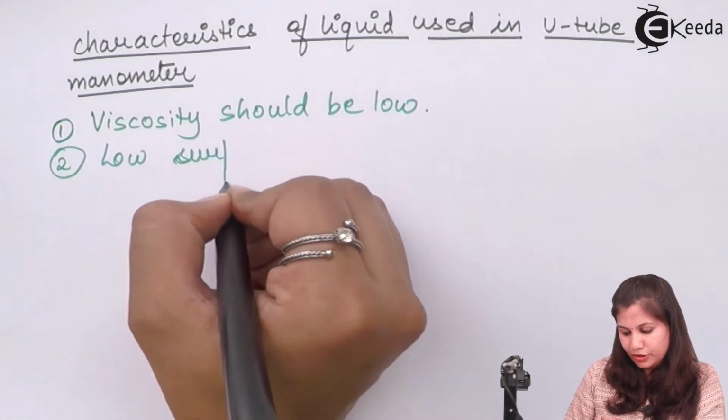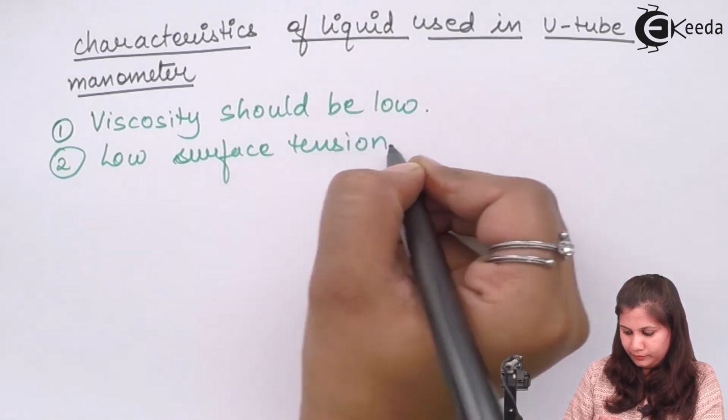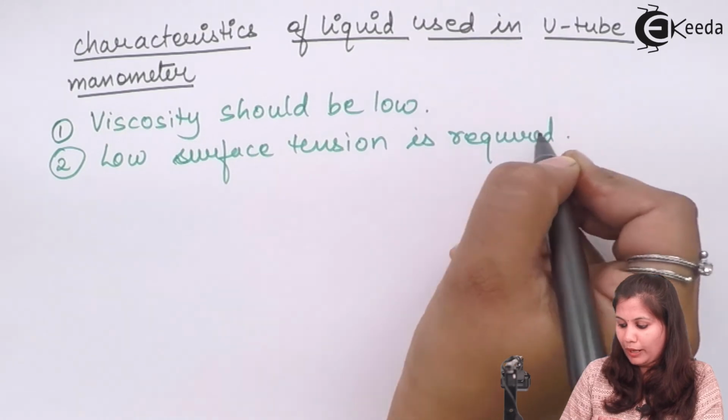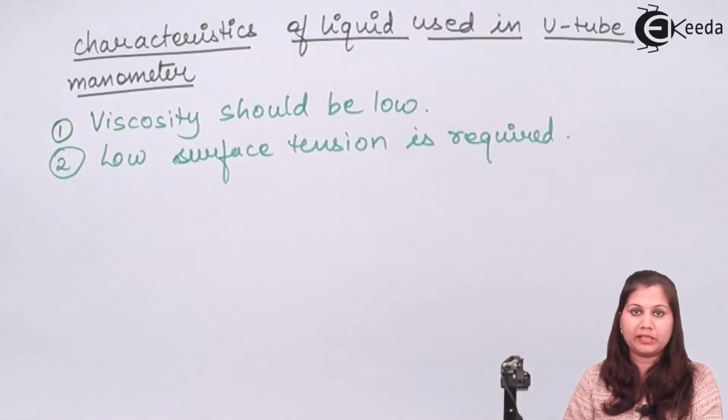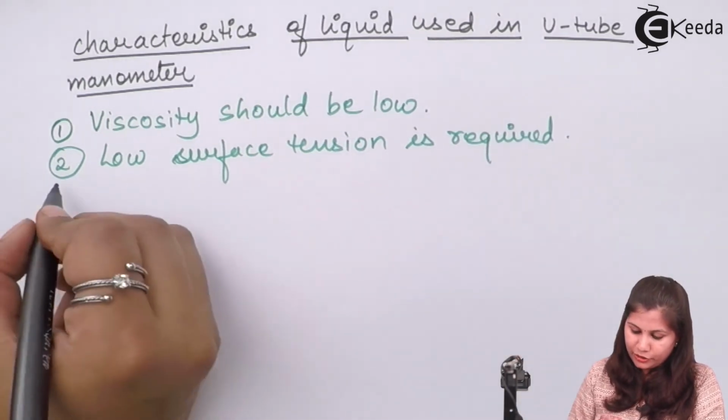Low surface tension is required. That is also a requirement for easy displacement. If the liquid has very high surface tension and pressure is being applied, it will not be easily displaced. So low surface tension should be there.